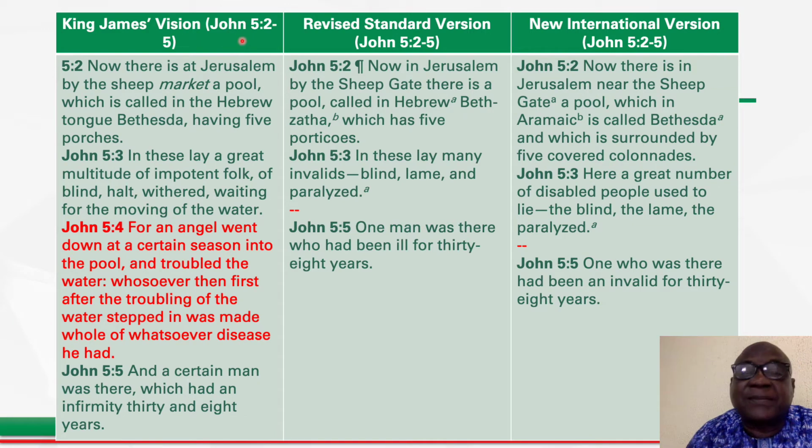And that is John chapter 5, verses 2 to 5. If you take a look at this, this is John 5:4 in the King James Version. But in the Revised Standard Version, that is not there. In the New International Version, that is also not there. So, by now you should be getting agitated if you have never seen these discrepancies, that there are certain passages of the Bible that are not in certain versions of the Bible. And honestly, all these are products of textual criticism.